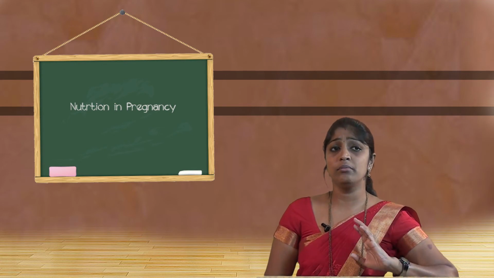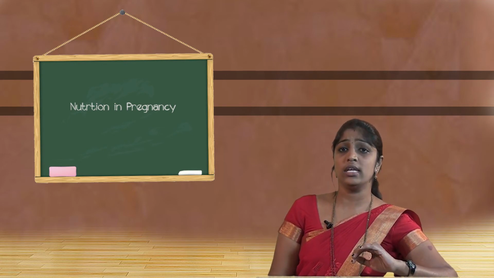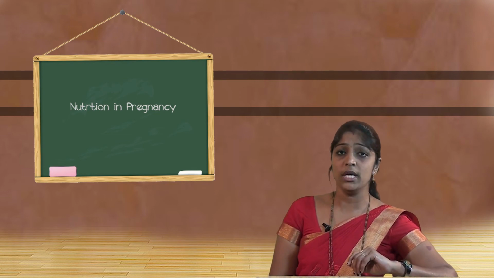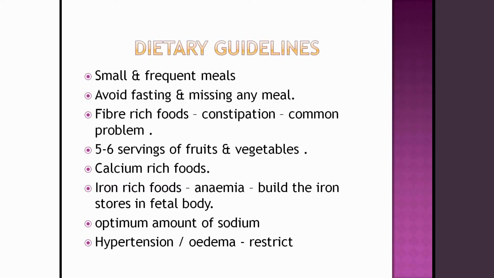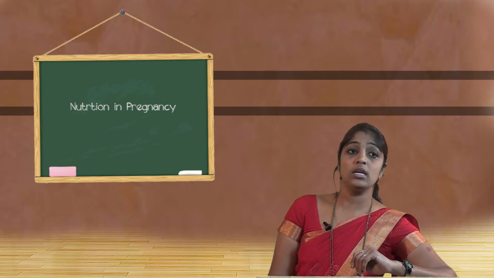And the main dietary guidelines we can give: one is small and frequent meals can be given, and you have to avoid fasting or missing any meals. Fiber rich foods, because constipation is a main problem during the pregnancy. Fiber rich foods, 5 to 6 servings of fruits and vegetables, calcium rich foods, and iron rich foods can be given. Anemia is a common thing seen in pregnancy. Not only for anemia, we need a fetal iron store, so for that iron rich foods are required.